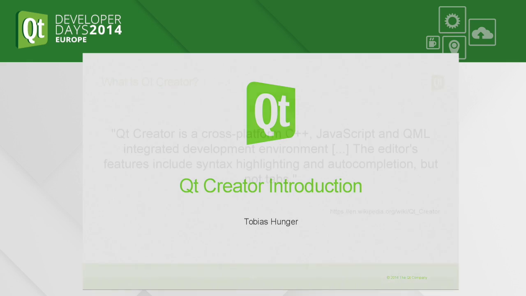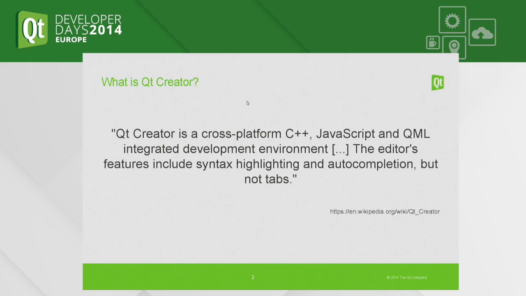So let's get started with what Qt Creator is. As I said, I'm a developer. I'm not really good at words. So I went to our marketing or Qt.io site and didn't find what Qt Creator is there. So I went on to Wikipedia. And that's what Wikipedia says. Qt Creator is a cross-platform C++, JavaScript, and QML integrated development environment. The editor's features include syntax highlighting and autocompletion, but no tabs. Yeah, so there's a couple of things I like about that statement, but not all of that.